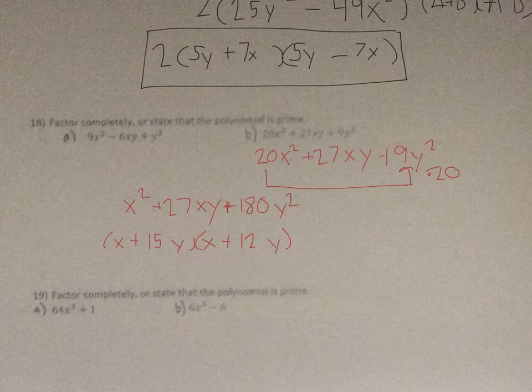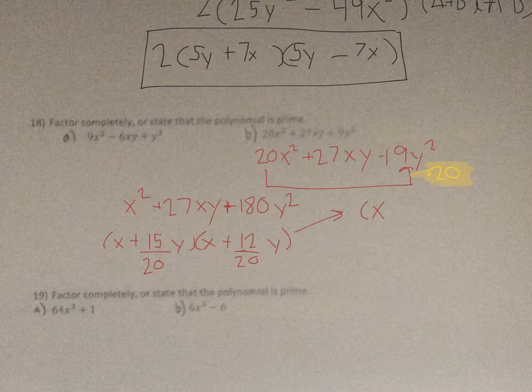Alright, now we are not done with the factoring, because if you remember, we took that 20 and multiplied it in, so we absolutely must go back and divide the 20 back out. We will reduce each of those constants. 15 divided by 20 reduces, since 5 goes into both things, to 3/4 y. And 12 over 20, they both have a common factor of 4. That reduces to 3/4.